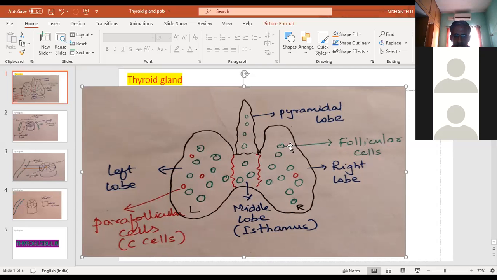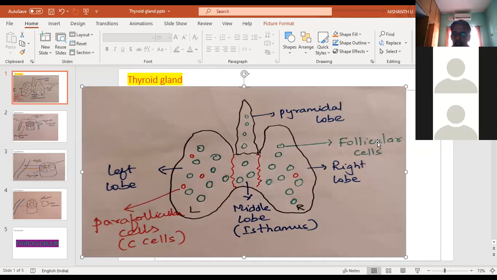I will just repeat once again. This is the thyroid gland, and you can see a total of 4 lobes. This is the left lobe and this is the right lobe, and the left and right lobes are joined with the help of the middle lobe, which we call the isthmus. From the middle lobe, one more lobe is projected, which we call the pyramidal lobe. In this thyroid gland, you can see a rounded green colored structure, which we call the follicular cell, and a red colored structure, which we call parafollicular cells or C cells.